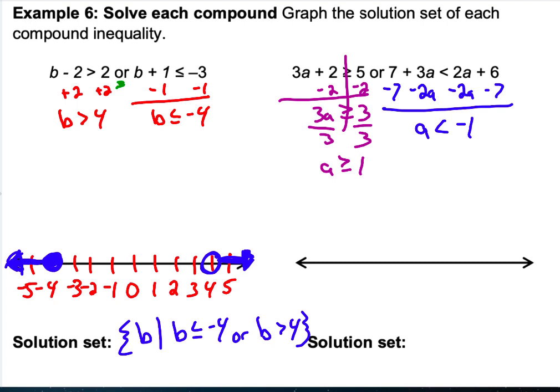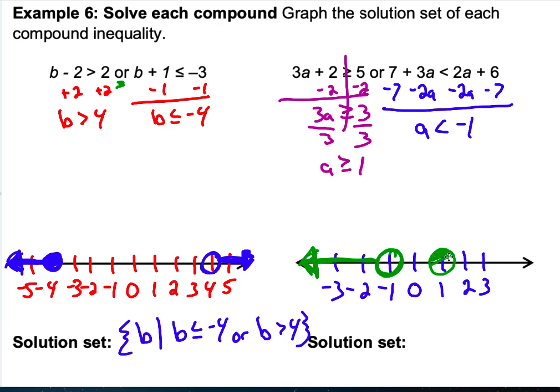So I need to go from +1 to -1. So that one I don't need a whole lot of numbers. 0, 1, 2, 3, -1, -2, -3. I want a is less than -1, so open circle at -1, shading to the left. Or a is greater than or equal to +1, so I want a closed circle and shading to the right. And then my solution set is a such that a is less than -1, or a is greater than or equal to +1.